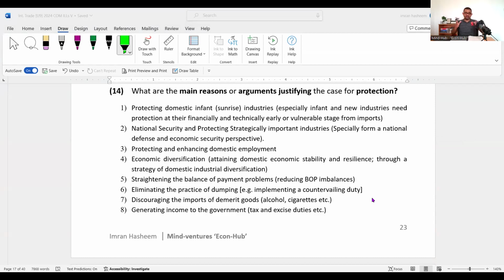So Sri Lankan, most of our industries are not mature industries, no. We still haven't perfected the technology. We still haven't perfected the product. We are still in the development stage. We are in the infancy. So we can't compete with the foreign brands who come from very mature industries in their countries, where they have perfected everything. So we need protection. Got it? Then national security and protecting strategically important industries. True. There is also a very, very forceful argument for practicing protection.